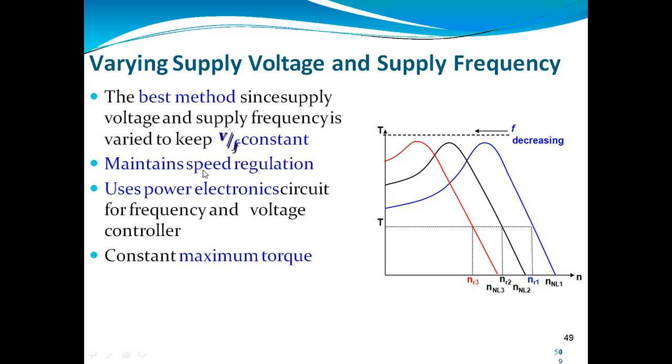By regulating speed, what we get is that the maximum torque becomes constant. We have already seen the torque equation with the speed, so here we will get the waveform like this. If we are increasing the frequency, what will happen?